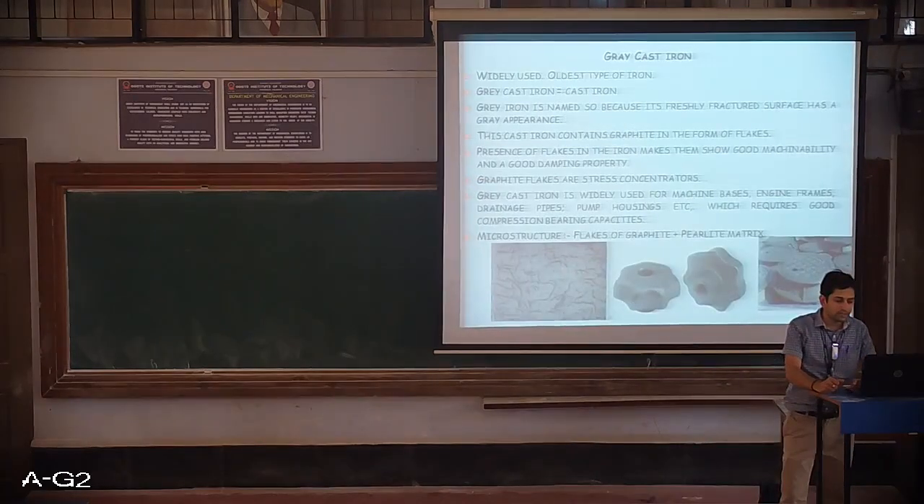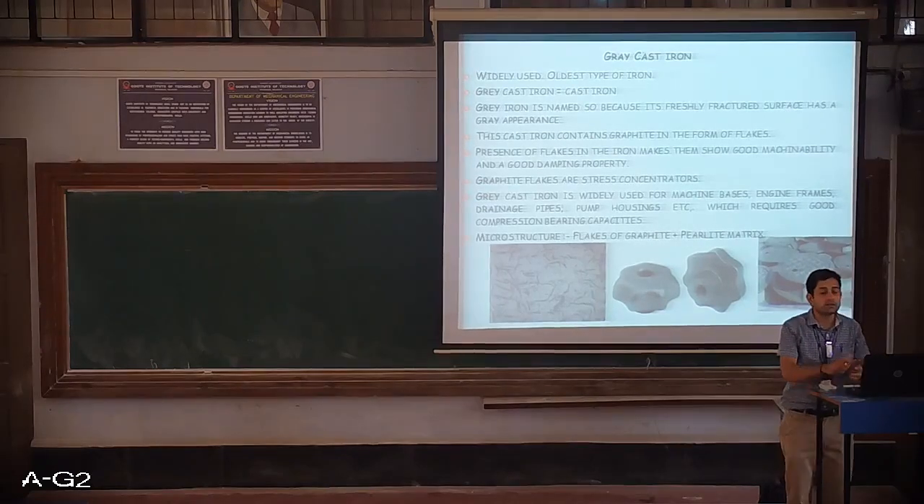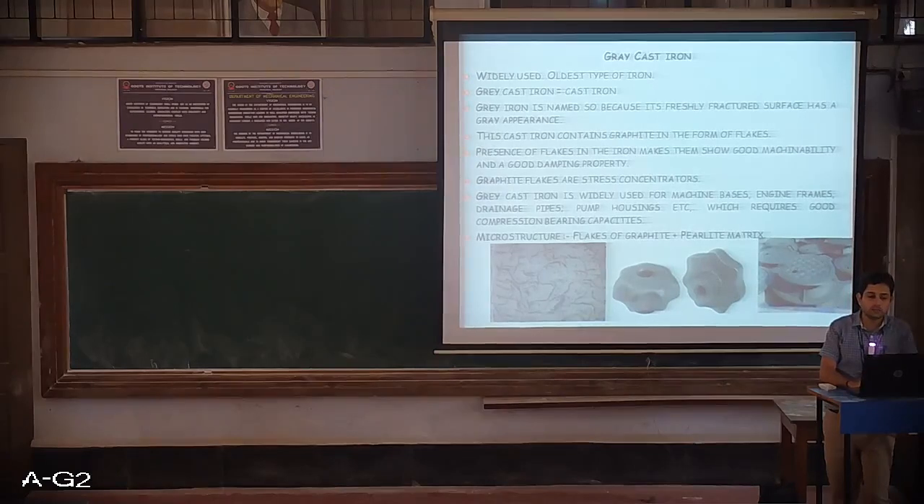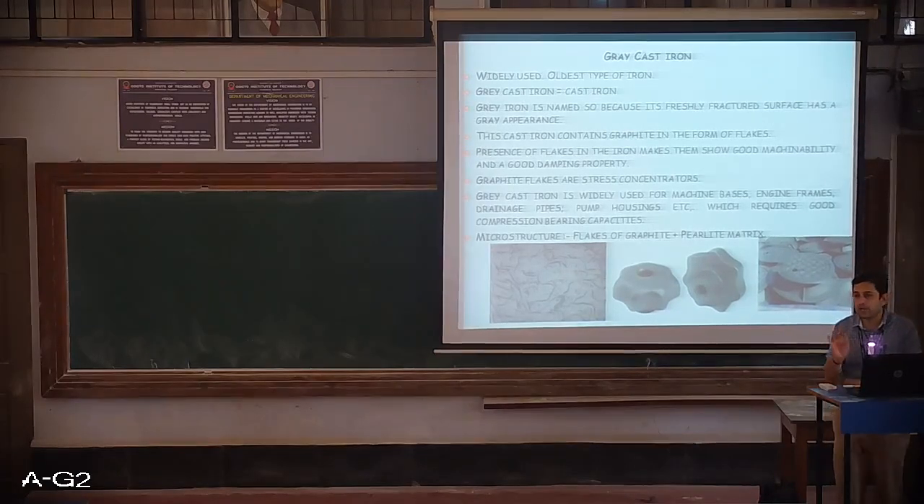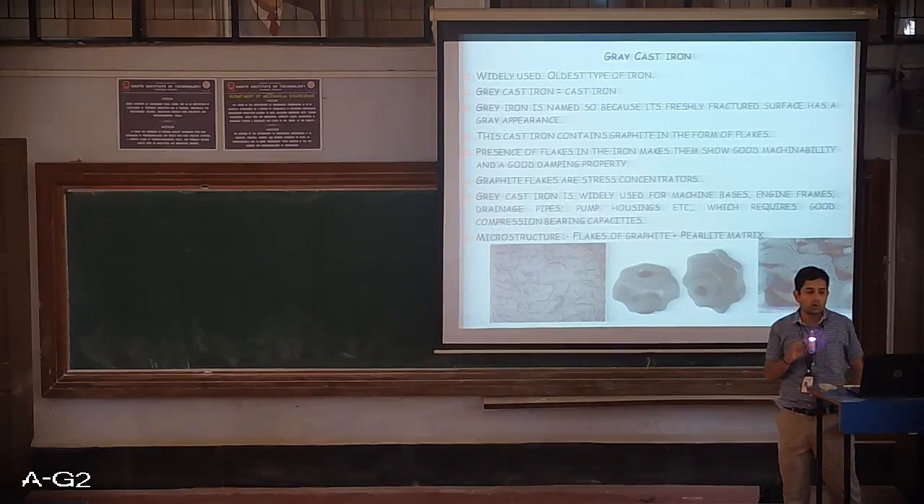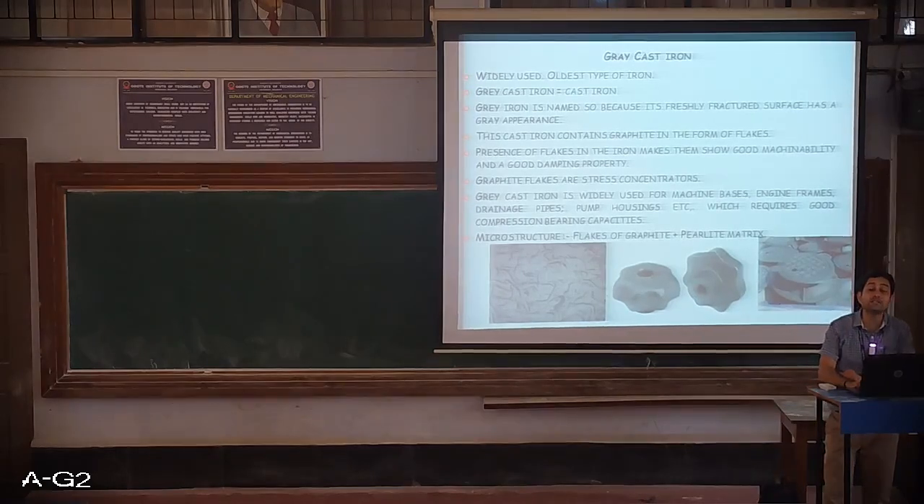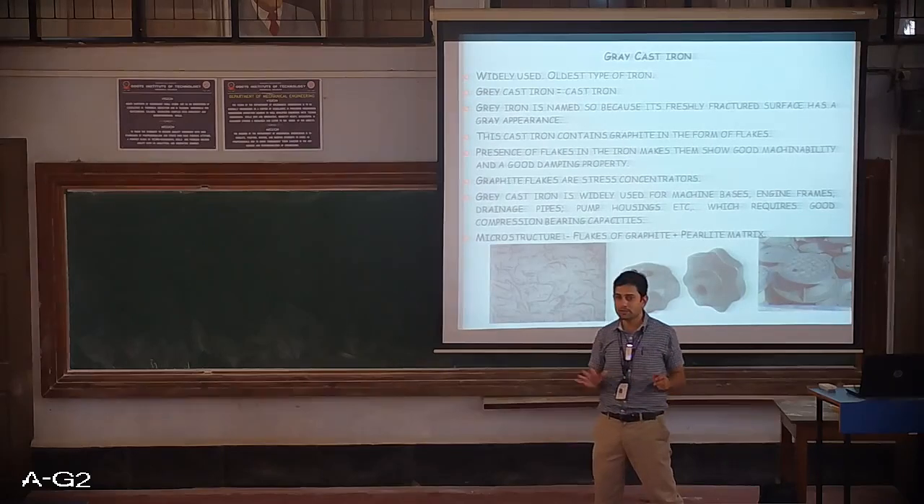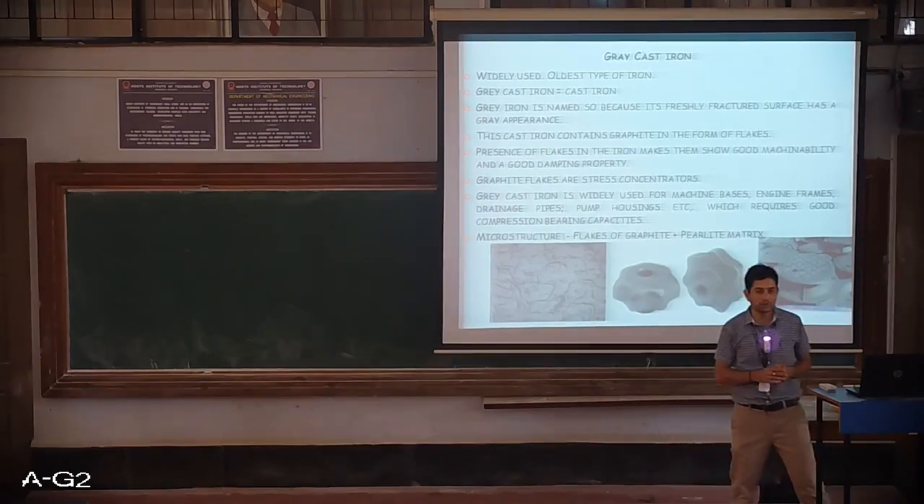Then grey cast iron, the next type of cast iron. It is important because it is widely used. The most widely used type of cast iron is grey cast iron. It is one of the oldest types of iron which human beings have been using. For many people, cast iron means grey cast iron, and grey cast iron means cast iron. For them there is not much of a difference between them.